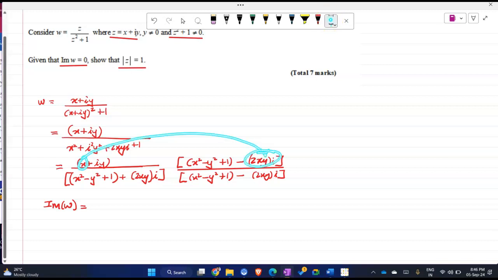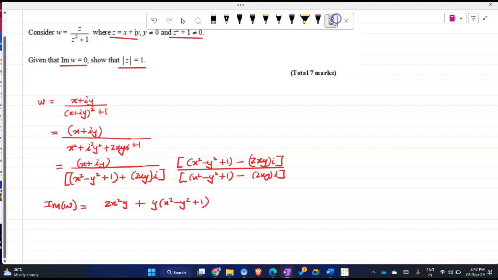Correct? So at that time I'm looking only at terms that give me i, and not writing that i. So that will be 2x square y. I am writing the imaginary part. Plus x square y. Now your iy when multiplied by this will give me an imaginary part. So that will be y times x square minus y square plus 1.